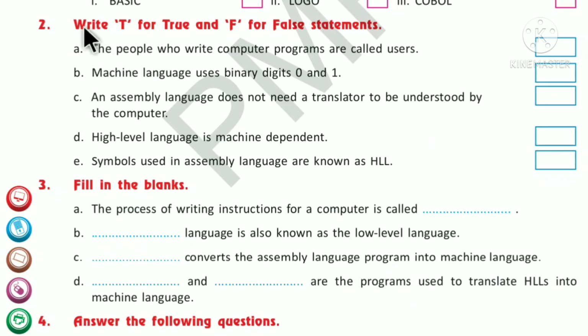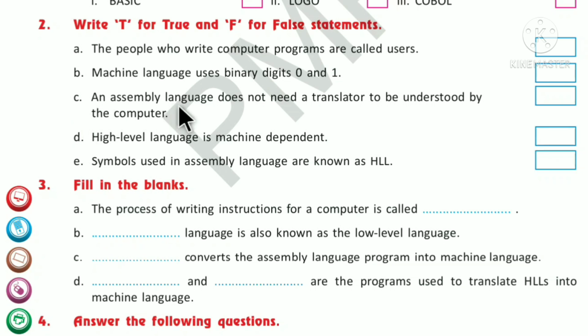Two. Write T for true and F for false statements. A. The people who write computer programs are called users. That is false. F. B. Machine language uses binary digits 0 and 1. Yes, that is true. T.